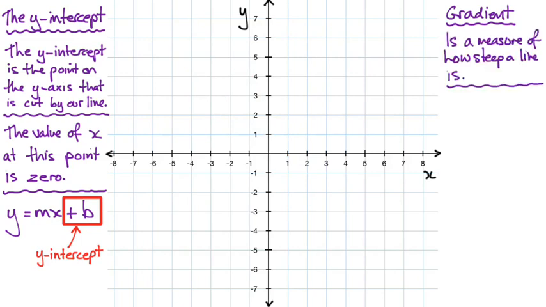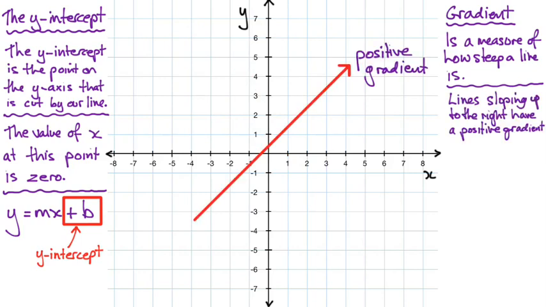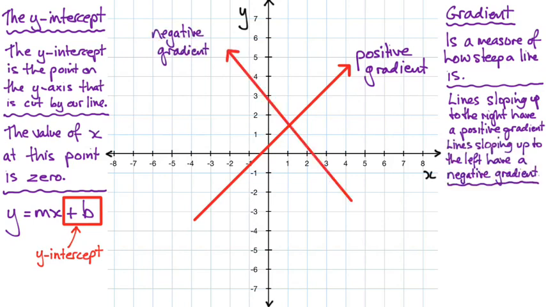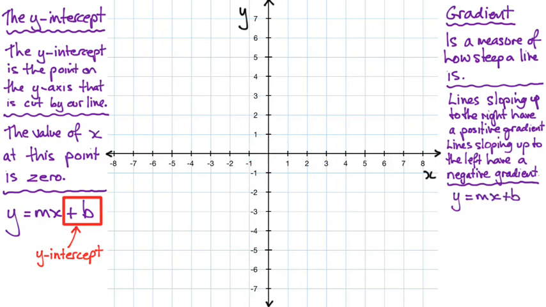Moving on now to the gradient. The gradient is just a measure of how steep a line is. Lines that slope up and to the right have a positive gradient, and like the one we saw in the last example, lines that slope up to the left have a negative gradient. The linear form of a line is y equals mx plus b, and the m in front of the x here represents our gradient. So the slope of the line, or the gradient, we usually represent with the letter m.